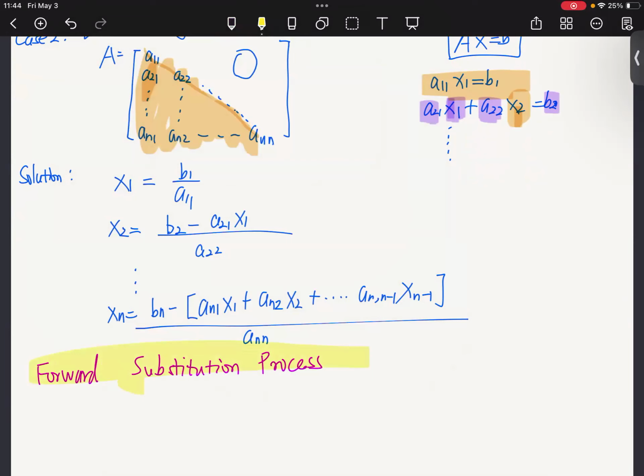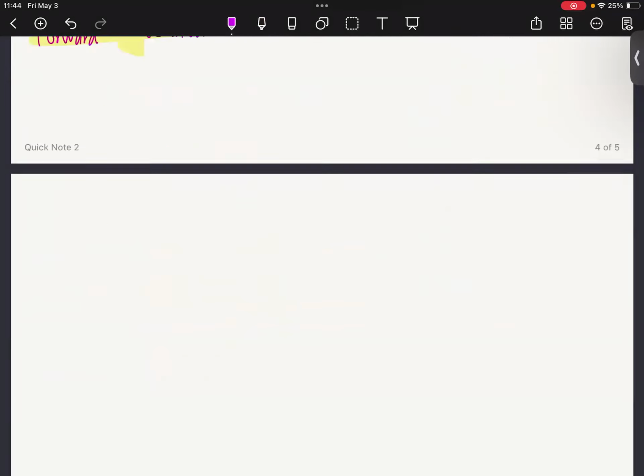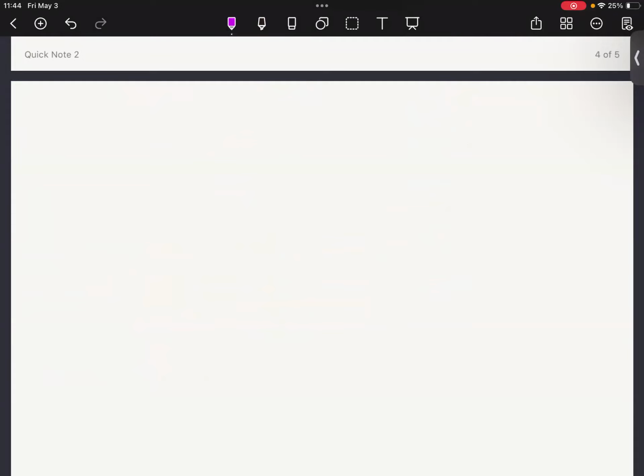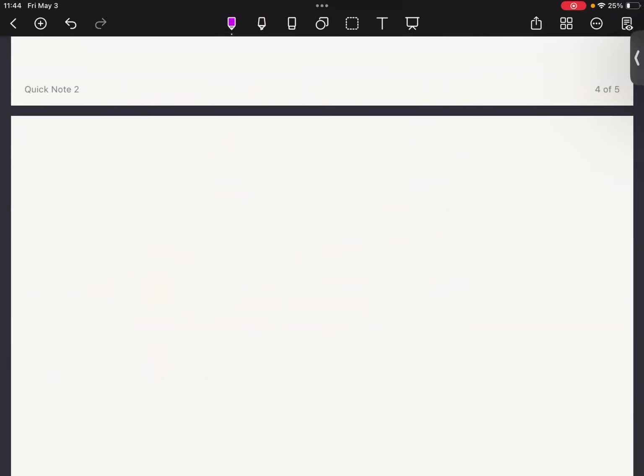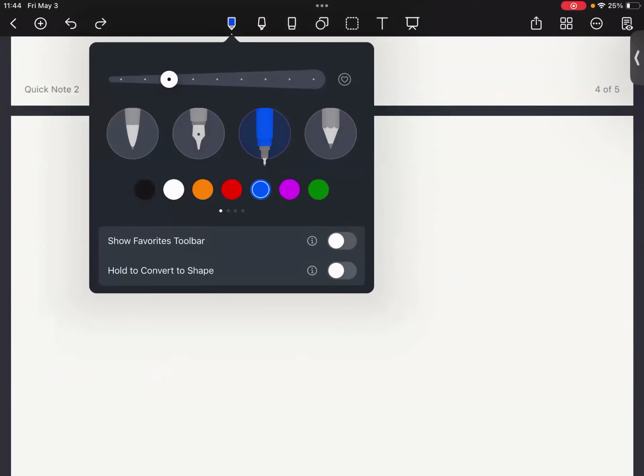Which means that we are proceeding from the top to the end. And this is case 2. And there's another case, and it is quite symmetric to case 2. And then the case 3 here.